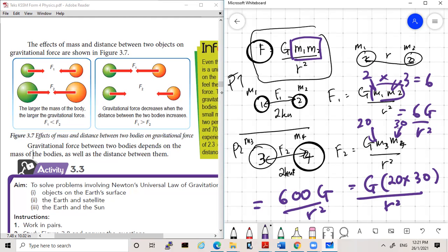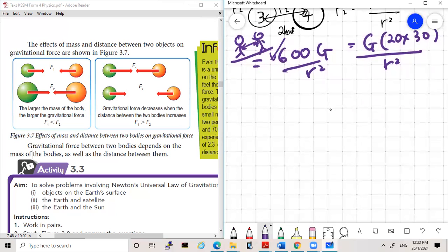Okay, when the mass is bigger, it can produce a larger gravitational force. So that's why, if we compare ourselves with our friends around us, why don't we feel the gravitational force, compared with the Earth, with the surface of the Earth?